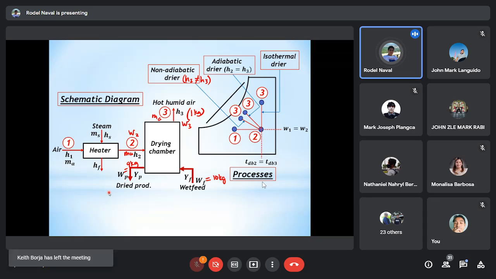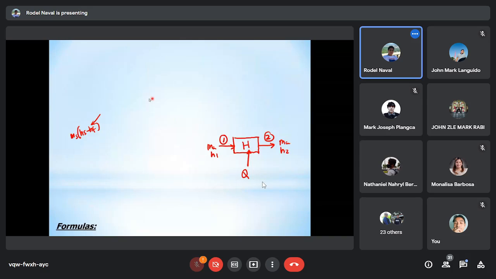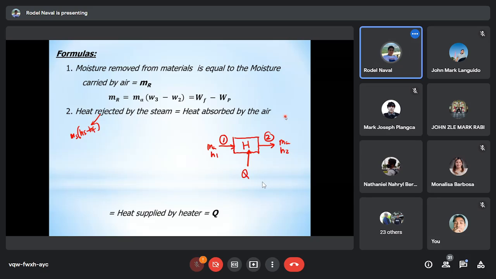Sige, screenshot in class. Schematic diagram. Okay, so aside from MR is Ma (W3 minus W2), or weight of feed minus weight of the product. And then the heat rejected by the steam equals heat absorbed by the air, or heat supplied by the heater, Q.